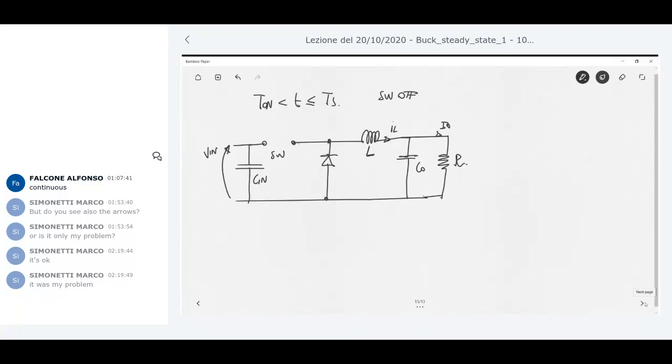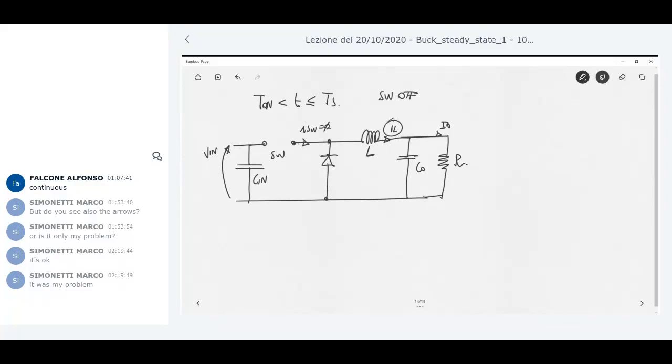What happens in that phase? The switch is off. Okay, so the current flowing through the switch is null. Which is the current flowing through the inductor? But you have to consider that, as I said before, in the transition between one state, one linear circuit defined by one specific operating status of the switches, and the successive, the final condition becomes the initial condition of the successive phase.